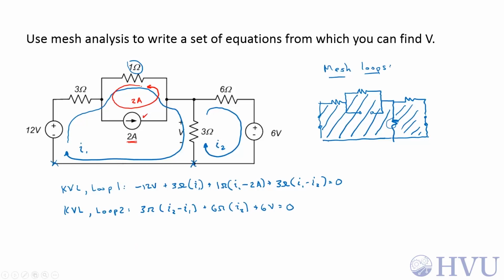Now finally I'll worry about what I'm actually trying to find, which is the voltage V. The polarity of voltage V is given. The upper terminal of the 3 ohm resistor is assumed to be at a higher voltage than the lower terminal. I1 is entering this upper terminal, I2 is entering this lower terminal, so I1 will be a positive contribution, I2 will be a negative contribution. So V is going to be equal to 3 ohms times (I1 minus I2), and we're done.